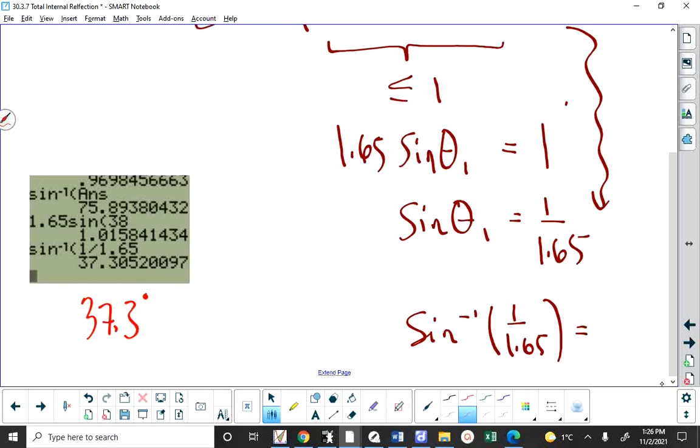Because a good student can get psyched out here and go, well, yeah, but this is actually less than the critical angle, isn't it? When you look at the decimals, it's a little bit less. And they go, well, I guess then I have to record 37.4. Don't do that. If you're asked to round it to 3 digits, you round it to 3 digits. You're not trying to figure out which way you should round. You round according to the rules of rounding.